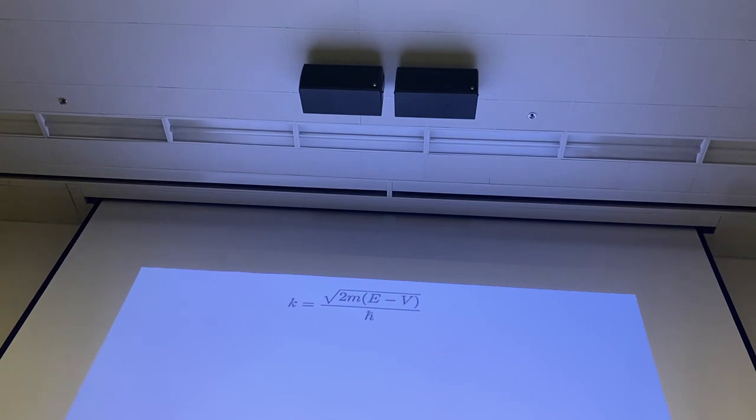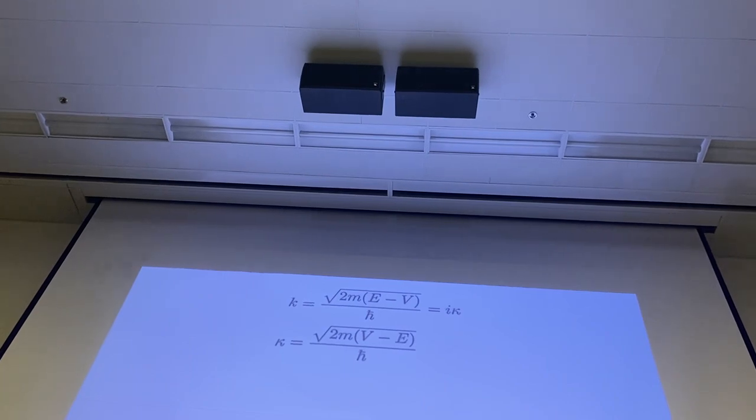these barriers, because the barriers are infinitely high. That means if V is infinite, then the thing that's in the square root is going to be negative. That's a problem. And that's what we did last time, we're going to write it slightly differently. We're going to write it like i kappa, where kappa is a real positive number, which is written in this particular way because I switch V and E, so that V is larger than E, and therefore kappa is real and positive.